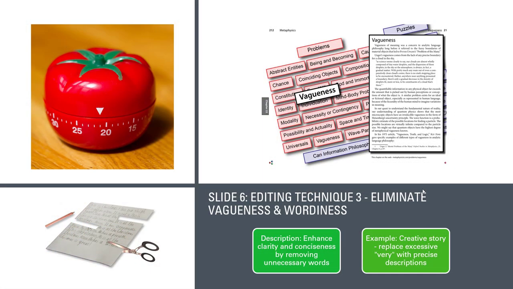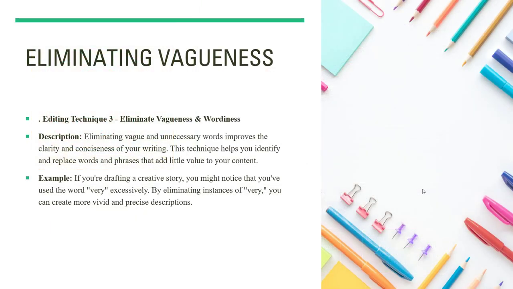Eliminate vagueness and wordiness. Description: enhance clarity and conciseness by removing unnecessary words. Example, creative story. Replace excessive "very" with precise descriptions.